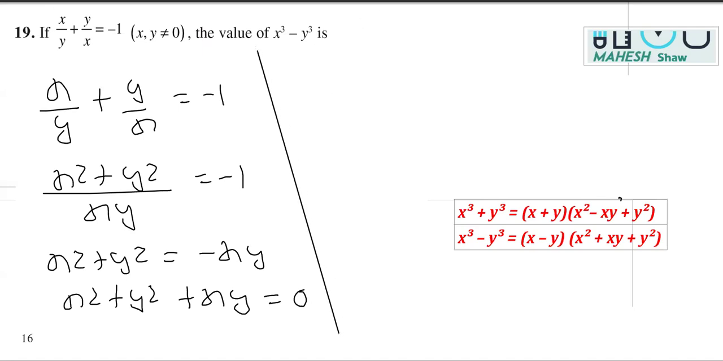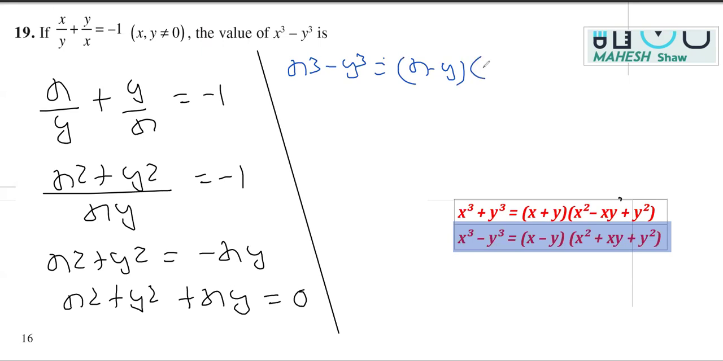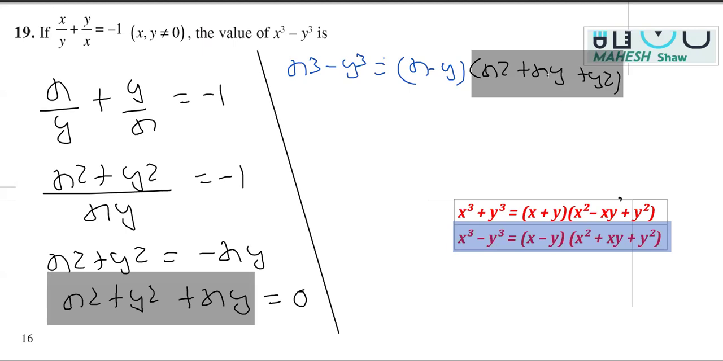Now, once we have done till here, what we have to find out is x cube minus y cube. So we can apply this identity here. So x cube minus y cube is x minus y, that multiplied by x square plus xy plus y square. Now you can check here that we know the value of this. We know the value of x square plus y square plus xy, which is equal to 0.